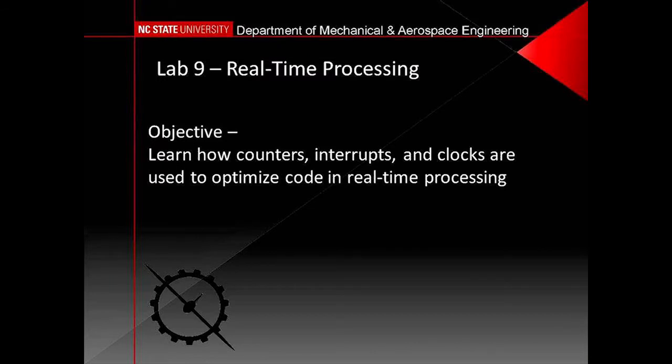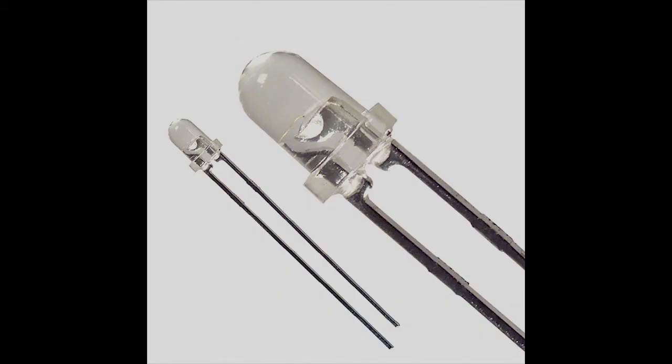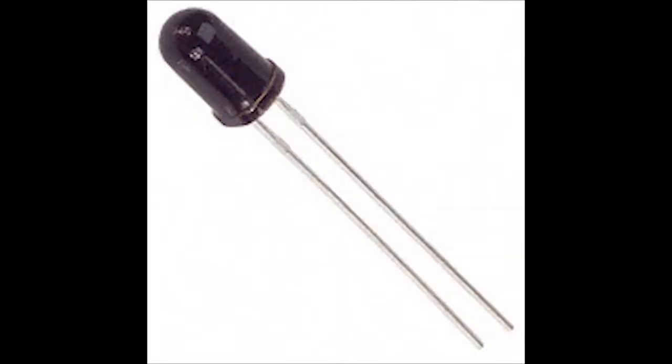The learning objective is to learn about how counters, interrupts, and clocks are used to optimize code for real-time processing. Infrared LEDs are low-cost devices that emit light in the infrared spectrum. The infrared receiver is a phototransistor that varies the amount of voltage that flows through it depending on the amount of infrared light it detects.